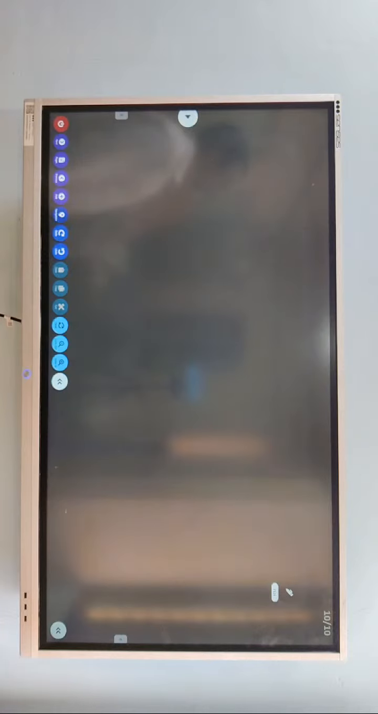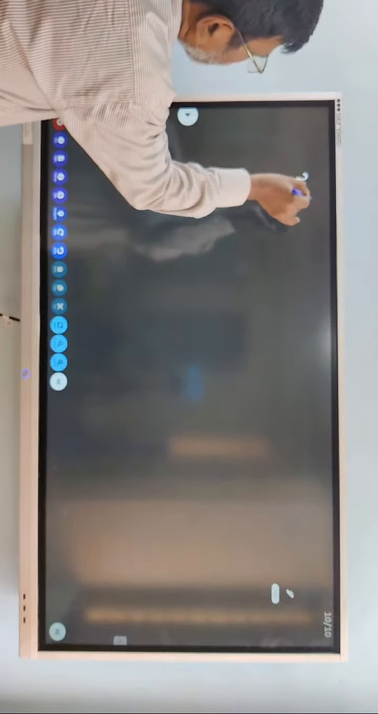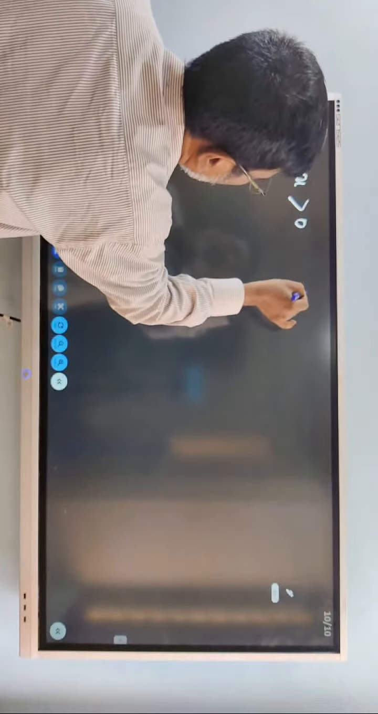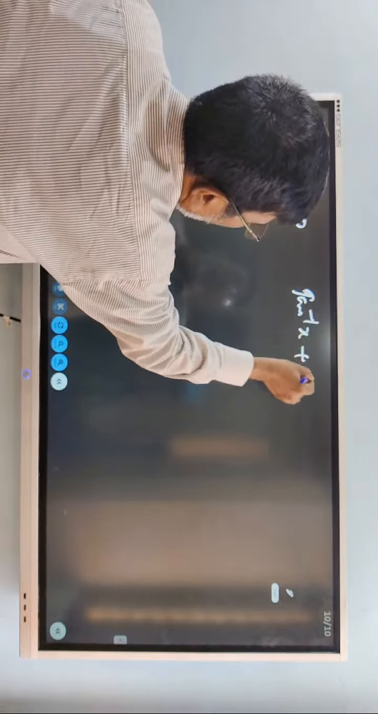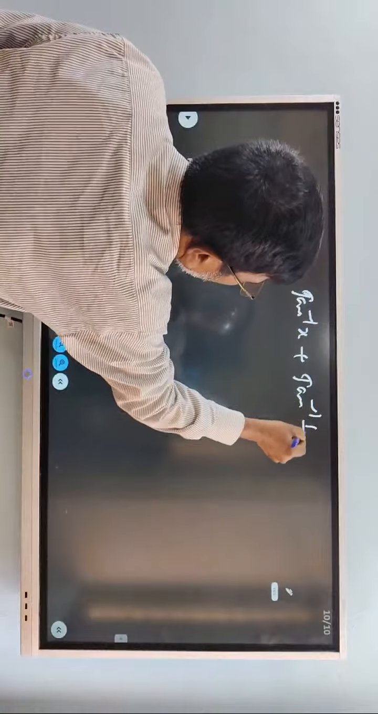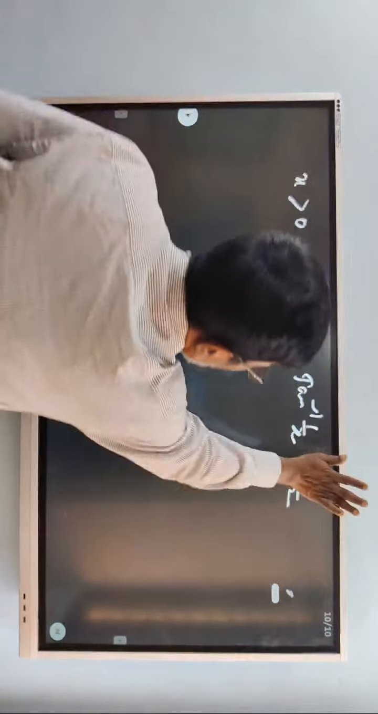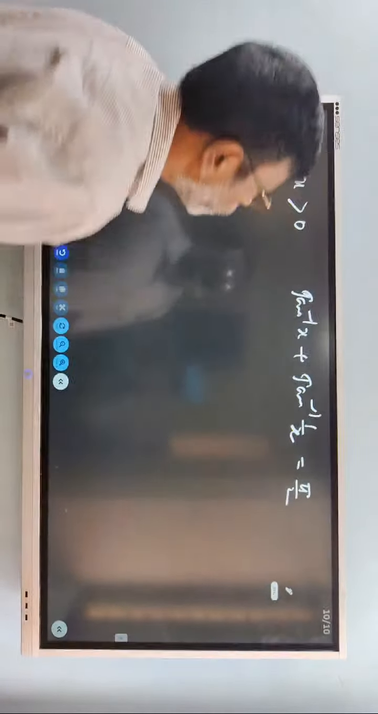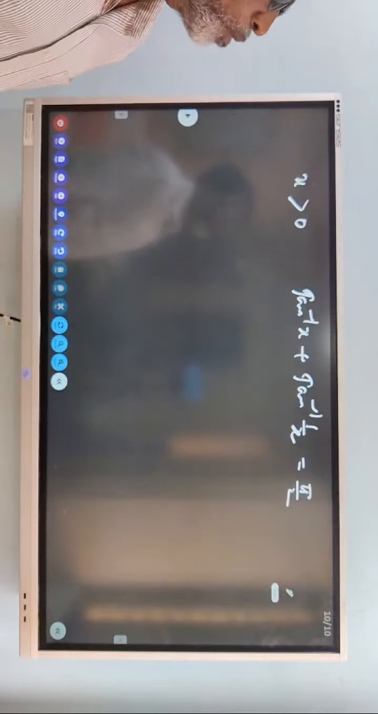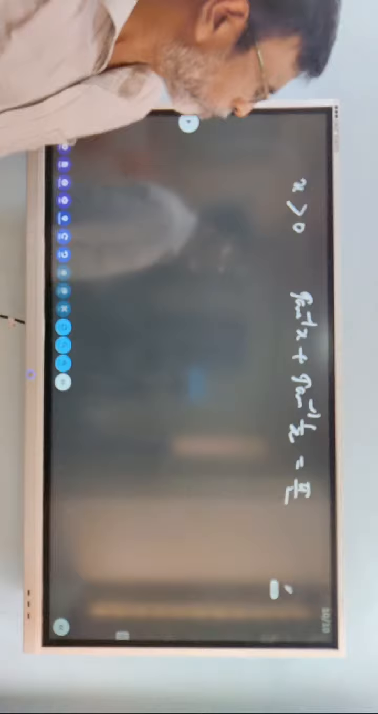One more concept. So what is the relation between them? Suppose x is greater than 0. Generally, most of the questions ask x is greater than 0. Given that, tan inverse x plus tan inverse 1 by x is always pi by 2. Remember that, it is always pi by 2. So tan inverse x plus tan inverse 1 by x: most of the shortcut formulas use this while solving.